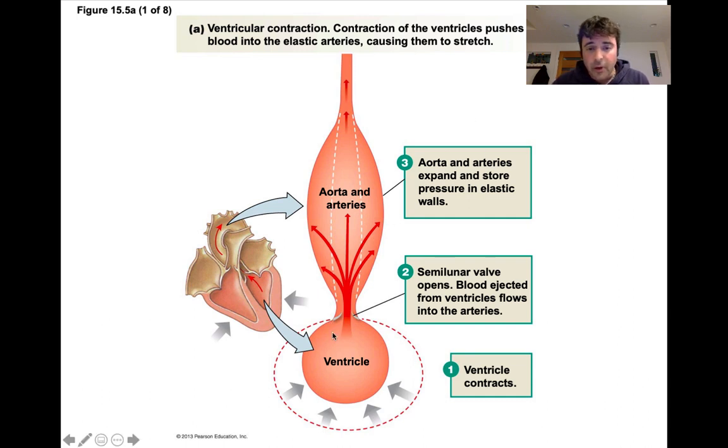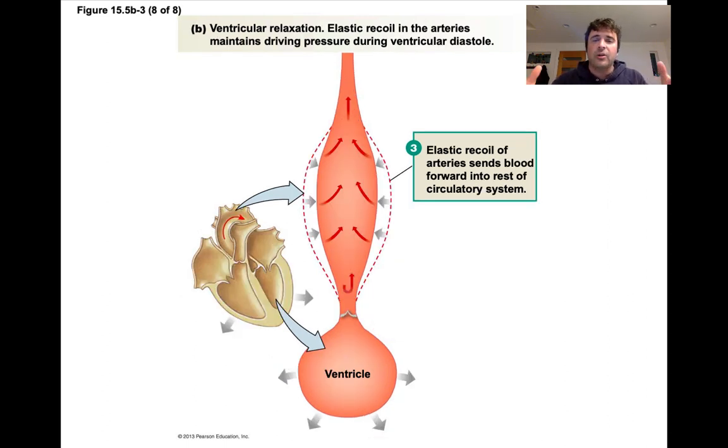When you think about the functional role of arteries, arteries take blood away from the heart. When the ventricles go into systole, they force blood up and out the semilunar valves into the system of arteries that we have in our body. During ventricular systole, there's a pulsatile flow of blood, and that increased blood pressure causes the arteries to expand. But during ventricular diastole, the arteries undergo recoil.